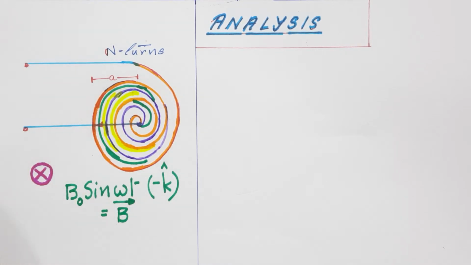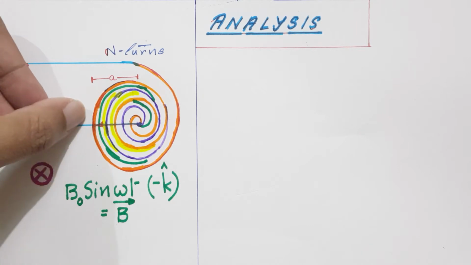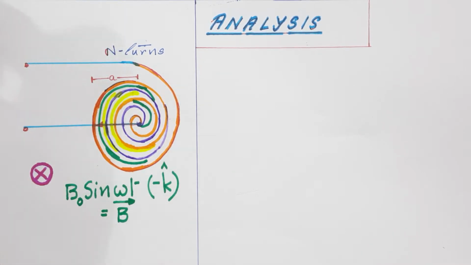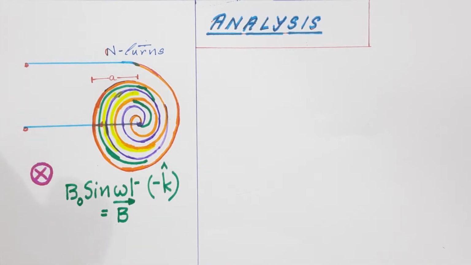So the obvious impact is that there will be some EMF which is induced. Why? Because with the changing magnetic field, the magnetic flux linked with this spiral is also changing. Our goal of this problem is to find out the value of induced EMF, or we should rather boil it down to this particular question, that we have to find the amplitude of induced EMF across the two ends of this spiral. Okay, so without any further ado, let's get started.